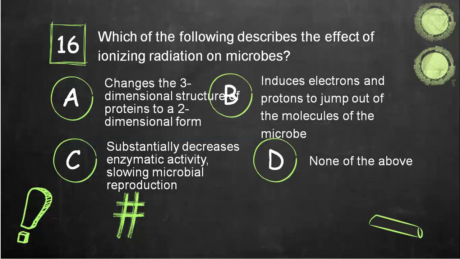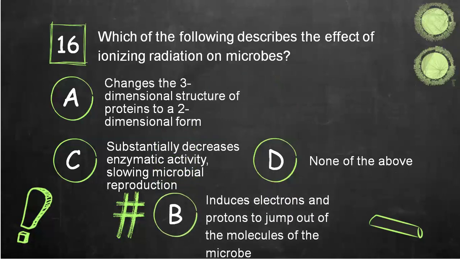Here the right answer is option B. Ionizing radiation induces electrons and protons to jump out of the molecules of the microbe.